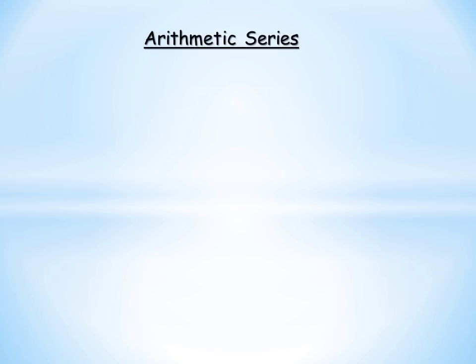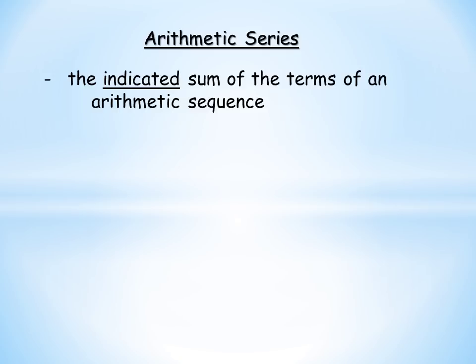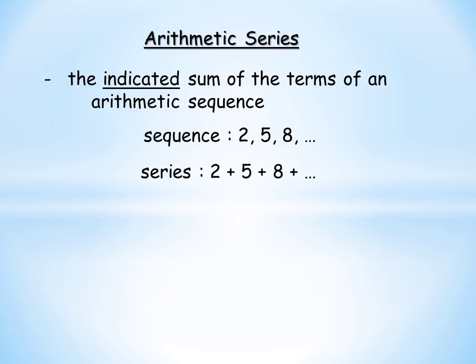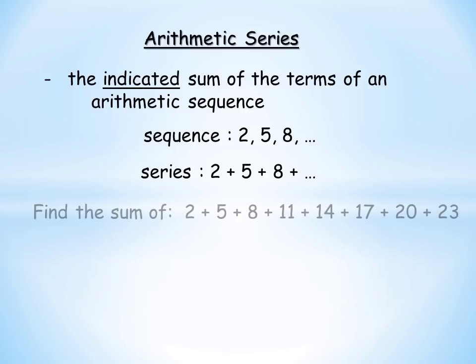All right, so yesterday we talked about an arithmetic sequence. Today we're going to talk about an arithmetic series. The series is the indicated sum of the terms of the arithmetic sequence. So for instance, yesterday we talked about 2, 5, 8 as sequential numbers. Today we're going to talk about, well, what is the sum of those sequential numbers?